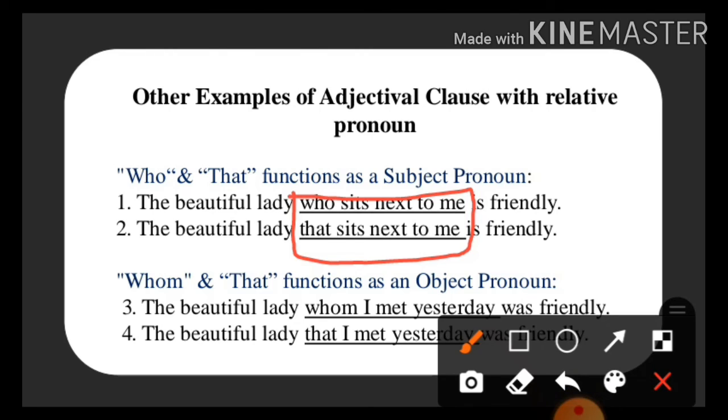Oke, lanjut. Whom and that function as an object pronoun. For example, the beautiful lady whom I met yesterday was friendly, and the beautiful lady that I met yesterday was friendly. Jadi di sini whom I met yesterday and that I met yesterday itu fungsinya sebagai object pronoun.